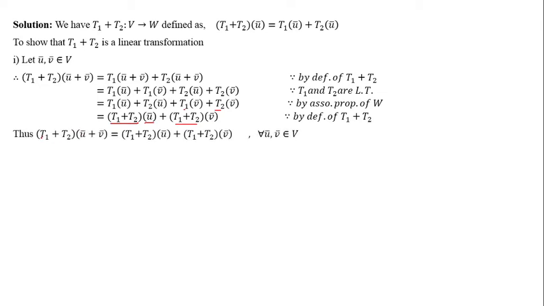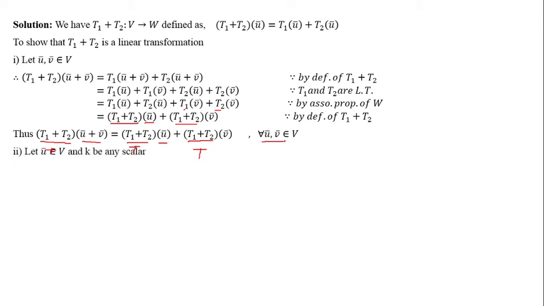So we have T1 plus T2 operating on U bar plus V bar is T1 plus T2 operating on U bar plus T1 plus T2 operating on V bar. So T1 plus T2 is your new T. So T operating on U bar plus V bar is T operating on U bar plus T operating on V bar, and therefore the first condition of linear transformation holds. Obviously, we have chosen arbitrary vectors U bar and V bar, so this property holds for any vectors U bar and V bar in vector space V.